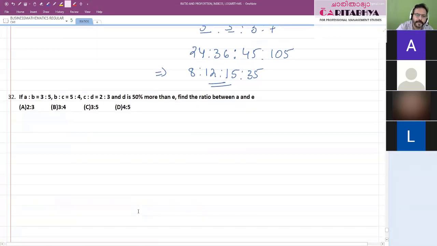If A is to B equal to 3 is to 5, B is to C equal to 5 is to 4, and C is to D equal to 2 is to 3, and D is 50% more than E, find the ratio between A and E.